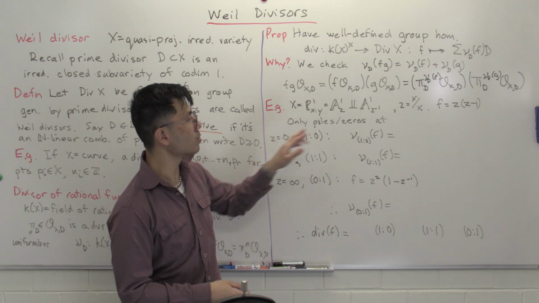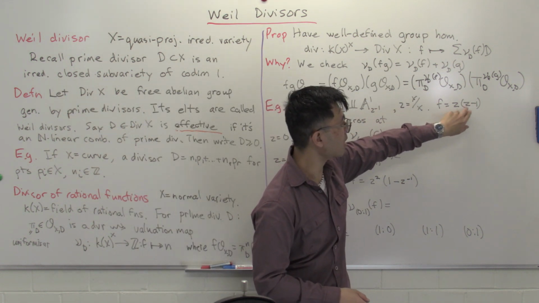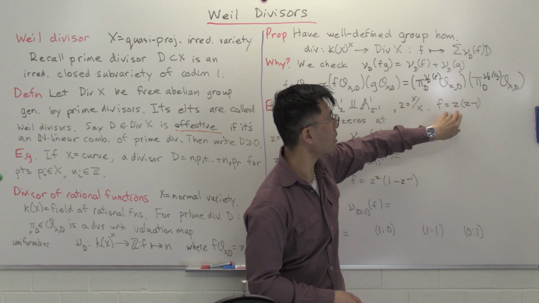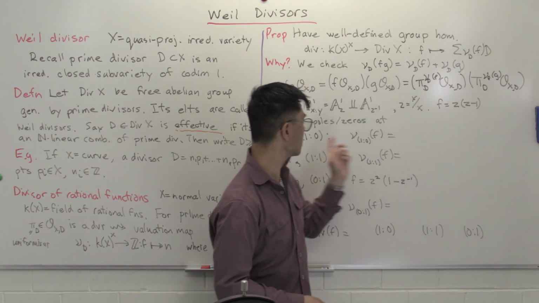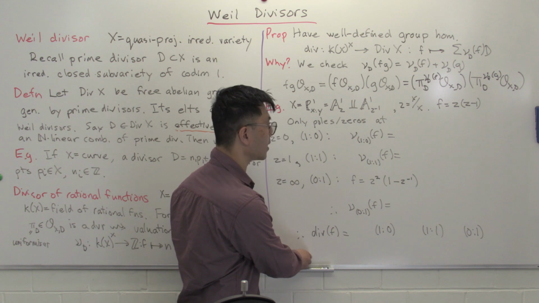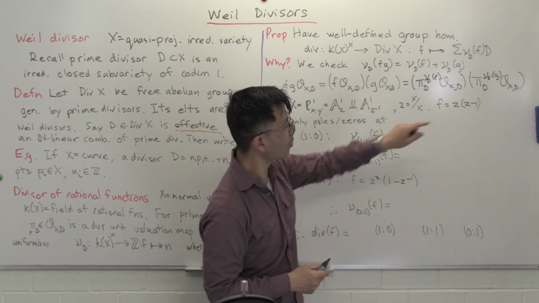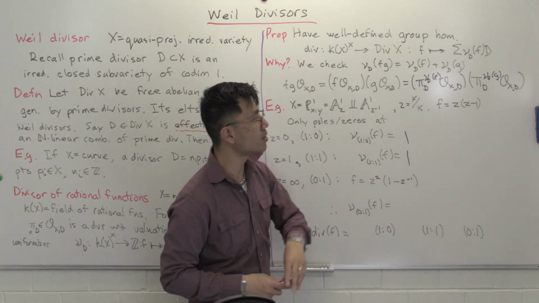At z equals 0, of course, this is z times z minus 1. So you just need to look at the order of the zero: z minus 1 at 0 is of course 0, and the order of the zero of z here is 1, so that's just 1. Similarly, the order of the zero at 1 is just 1.